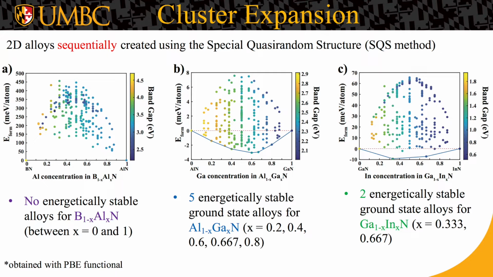Starting from the left, we see no energetically stable ground states along the convex hull for boron aluminum nitride. For aluminum gallium nitride, we observe 5 ground state alloys along the hull, and for gallium indium nitride, we observe 2. We also see for all 3 series that as the sequential alloying concentration increases, the band gap decreases. It's important to note that we may observe even more energetically stable structures along the hull if we decreased our criterion for cross-validation score and had more structures in our training set.